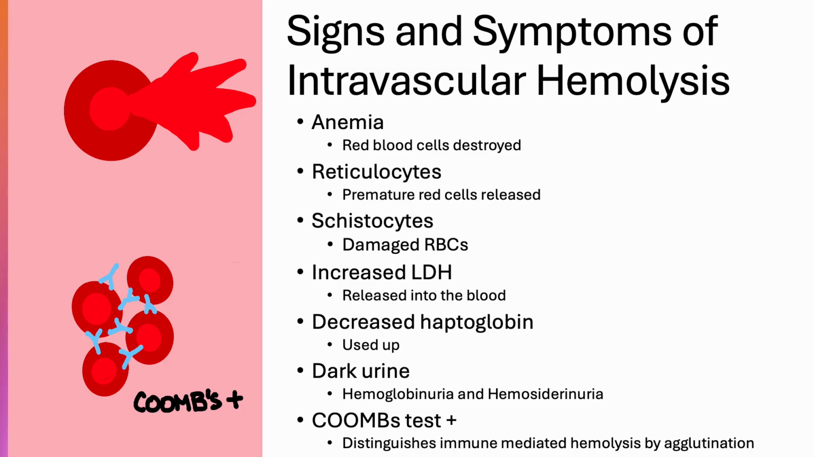You have increased LDH or lactic dehydrogenase. That's because lactic dehydrogenase is very concentrated within the red cells, and when they explode, it's released into the blood. You have a decreased haptoglobin because it is used up when you have intravascular hemolysis. And you can wind up with dark urine, which can be caused by hemoglobinuria or hemosideruria. A Coombs test being positive is quite specific for immune mediated hemolysis because the test checks for agglutination with respect to antibodies.